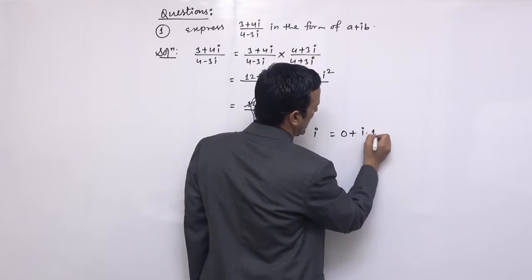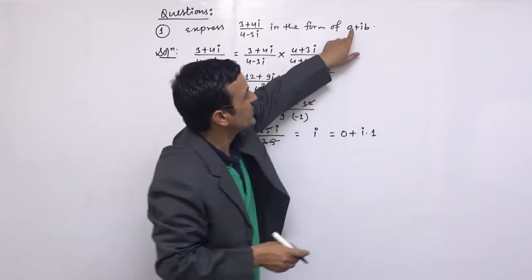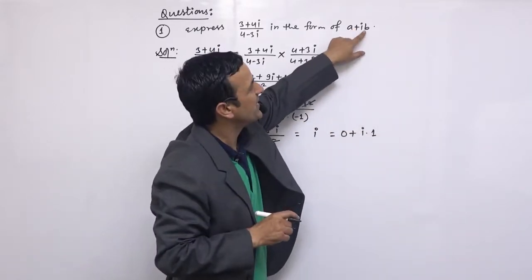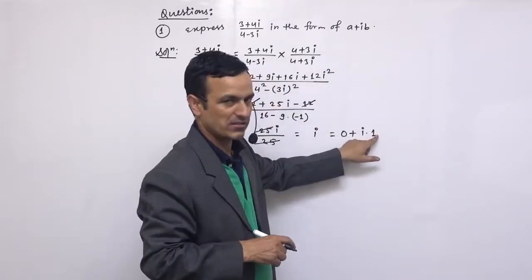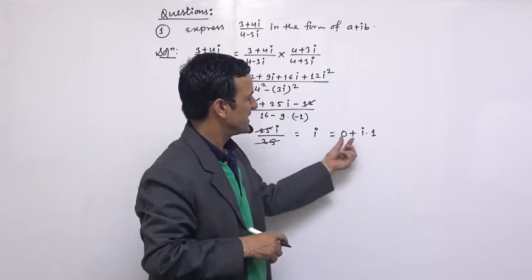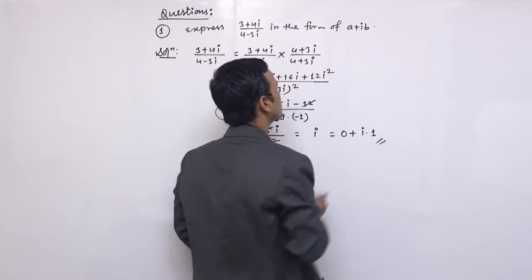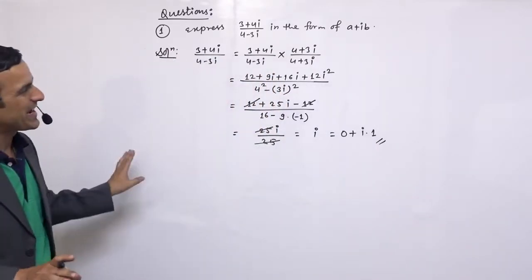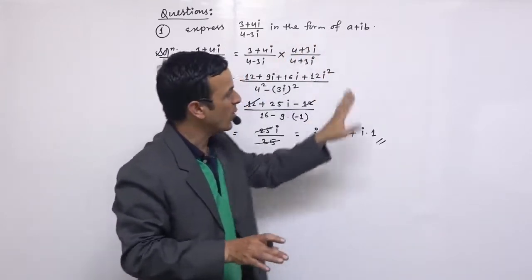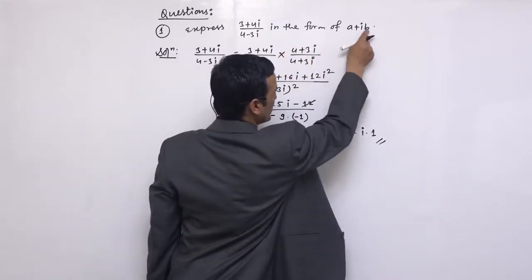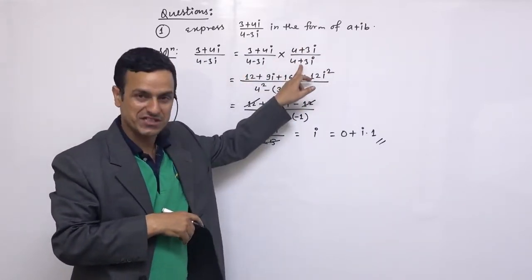i into 1. i means this, 0 plus i into 1, which is in the form of a plus ib. Here a is 0 and b means 1. So this is in the form of a plus ib. So this is the answer. So in this way we can express this fraction in the form of a plus ib. So always while converting into this term, we should rationalize the denominator by taking the opposite sign.